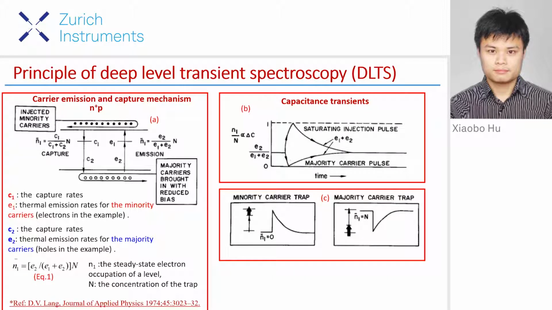The emission rates are proportional to the Boltzmann factor and thus depend exponentially on the energy difference between the trap level and the conduction band, and the trap level and the valence band in case of hole emission. Because of this, an electron trap tends to be in the upper half of the gap and the hole trap usually in the lower half.